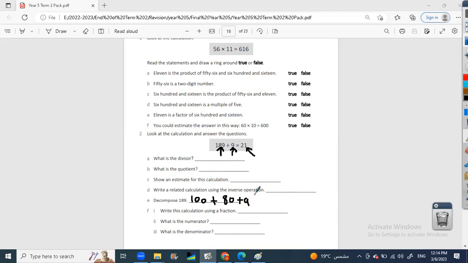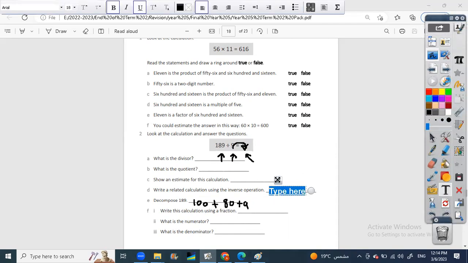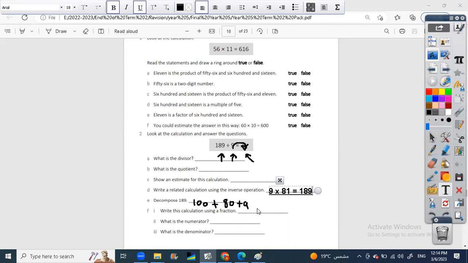What is the inverse operation? Inverse operation is when you use multiplication. 9 times 21 is 189. So here, you're going to just write 9 times 21 is going to be equal to 189. This is the inverse operation.